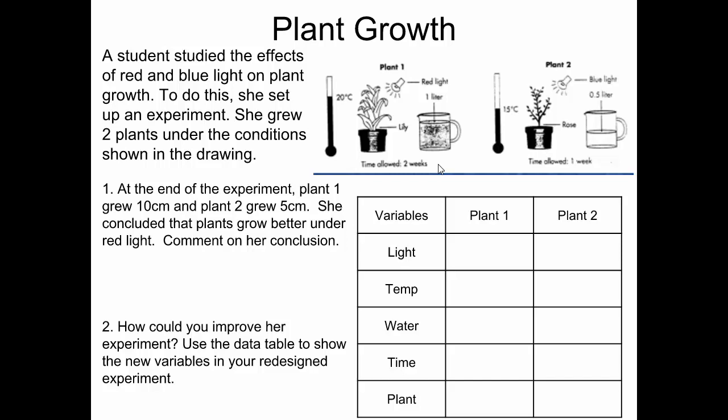Does anyone want to comment on her conclusion? Is that correct? Is that a good conclusion? Is it valid? Mateo, what do you think? It's not valid because she changed everything. You're supposed to just change one thing. What do you mean she changed everything? Plant 1 had 2 weeks, plant 2 had 1 week, plant 1 had 1 liter of water, plant 2 had 0.5 liters of water, and then 15 Celsius and 20 Celsius. Yeah, so there are many factors.